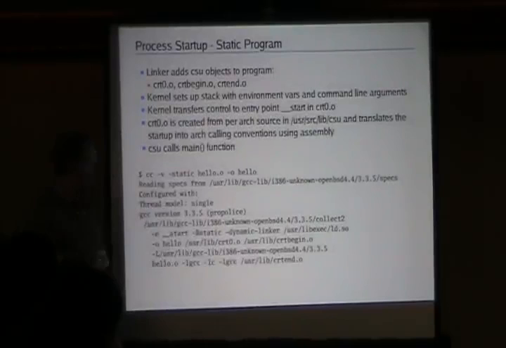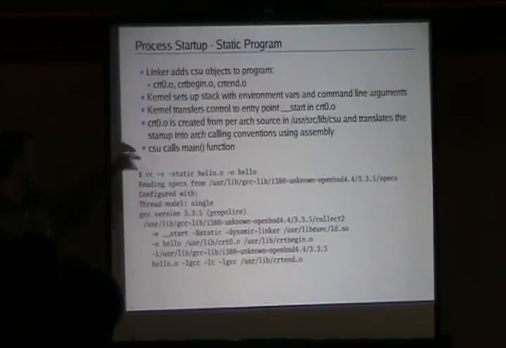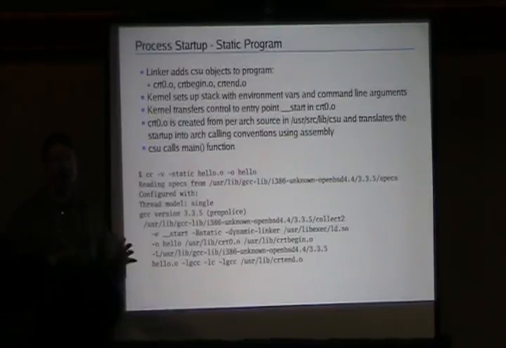And the kernel, when it begins execution of the process, doesn't go directly to the main function of your program. It goes to the start symbol in the CRT0. And typically CRT0 has a bit of assembly that's architecture specific that fixes up the kernel's transition to userland for the beginning of a process and gets the arguments set up so that it's following the ABI, and then calls into the main function itself.